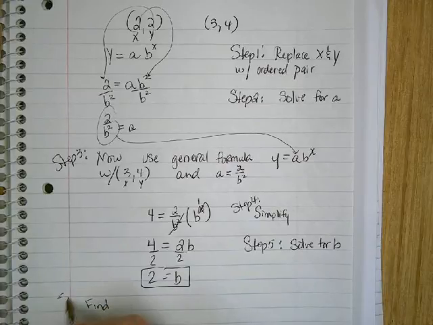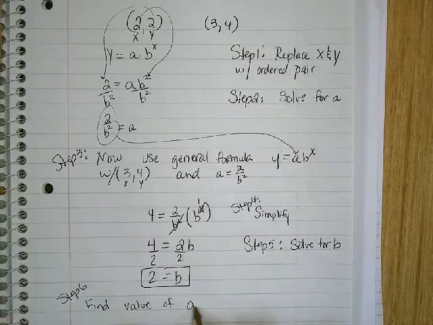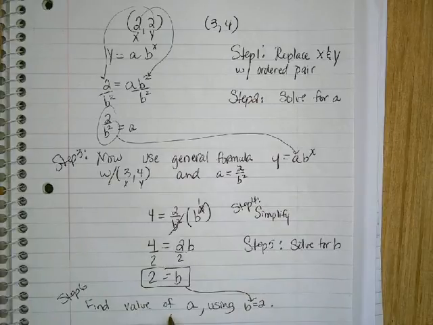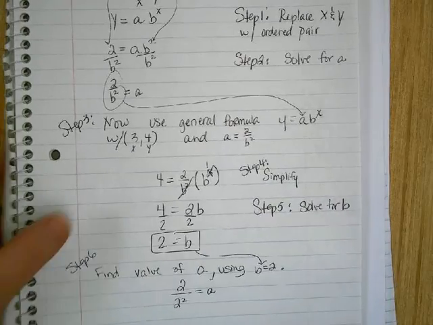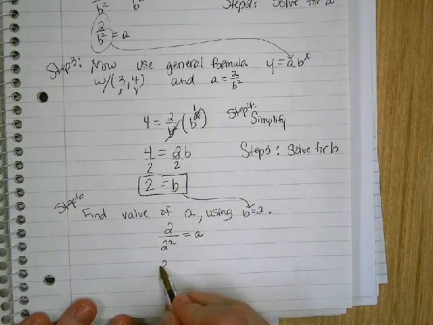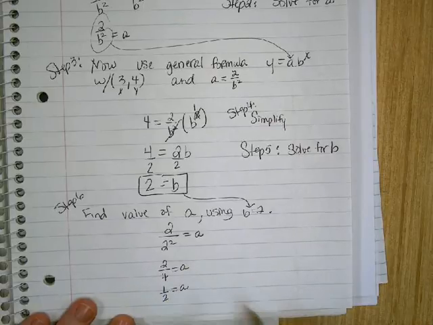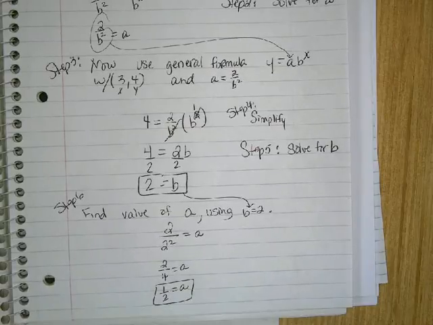Step 6: find the value of A using B equals 2. You found out what B is, so now you can go back and say, 2 over 2 squared is A. 2 over 4 is A. A is really what? 1/2. And those are the only two things I'm really looking for here. I'm looking for A and B.